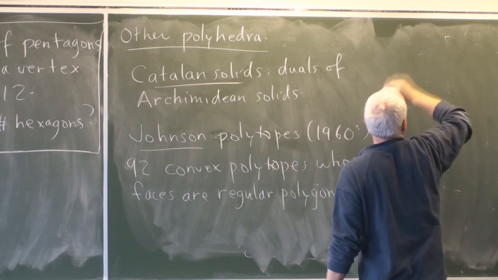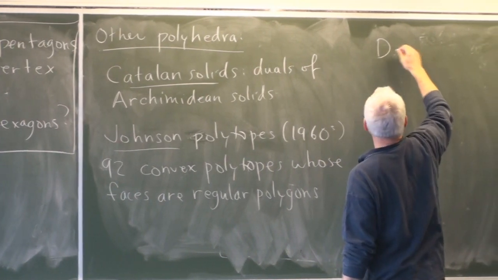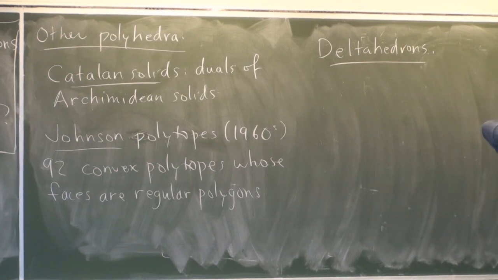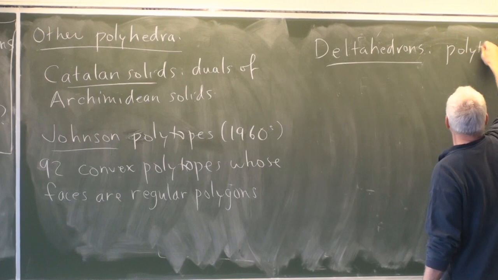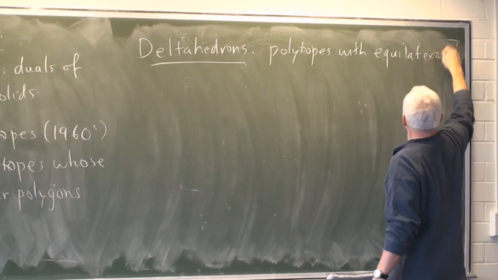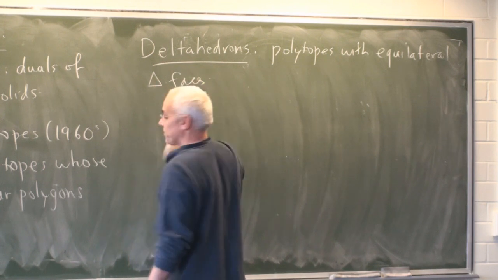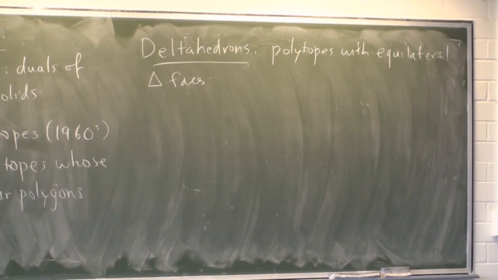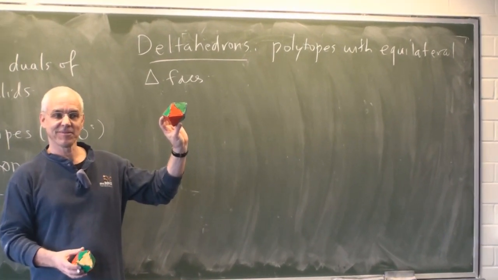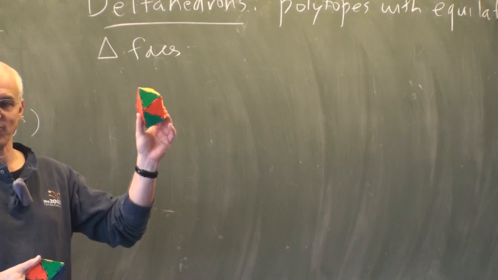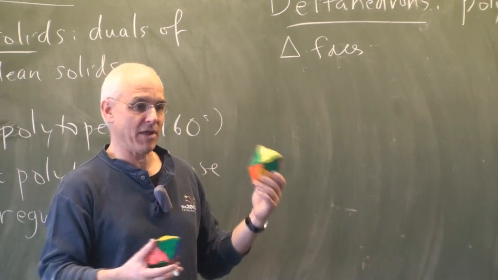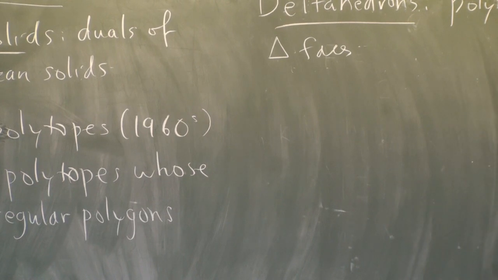Another interesting family are, I think it's called deltahedrons. These are solids made only of equilateral triangles. Polytopes with equilateral triangle faces. I've brought a few along. That's a deltahedron with 14 sides, and that's one with 12 sides. You already know that the tetrahedron and the octahedron and the icosahedron are deltahedrons, but there are others. And what's particularly interesting are the convex ones.